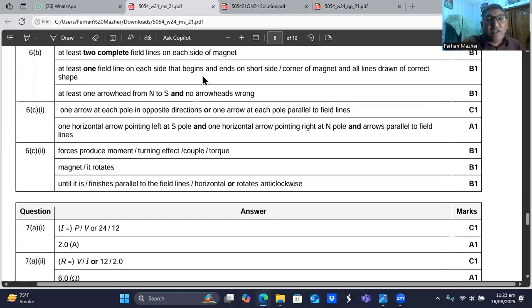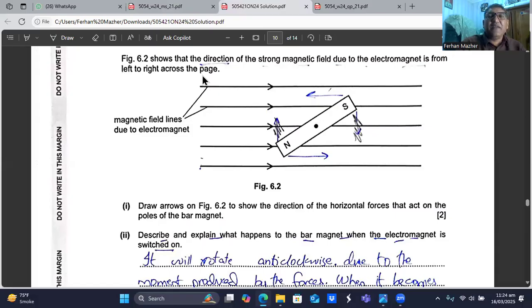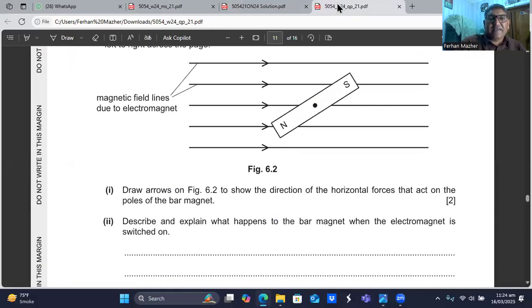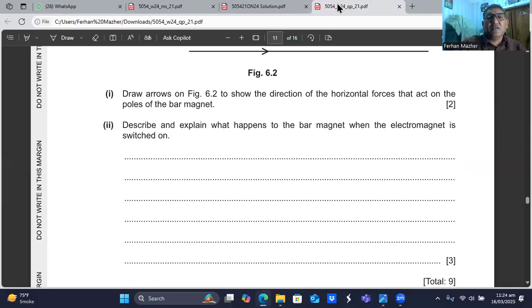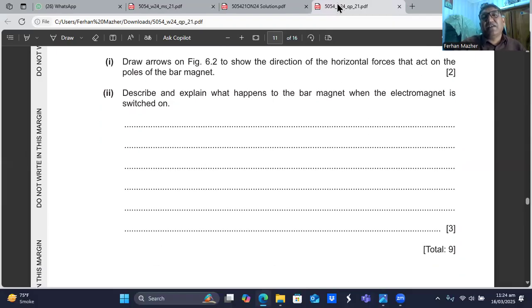It says one arrow at each pole in opposite directions or one arrow at each pole parallel to the field line. One horizontal arrow pointing left at south pole and one horizontal arrow pointing right on the north pole and arrows parallel to the field lines. I hope I have told you the same thing. Okay, then what they ask. Describe and explain what happens to the bar magnet when the electromagnet is switched on.